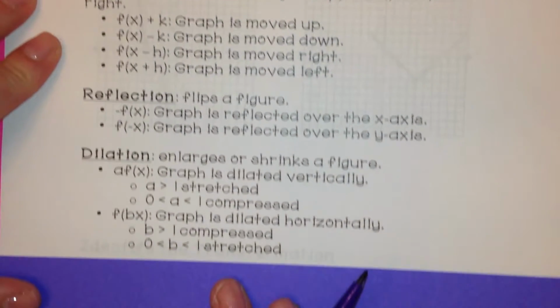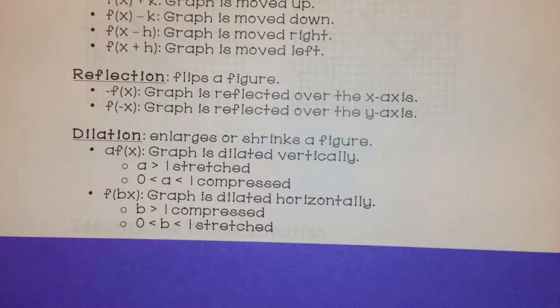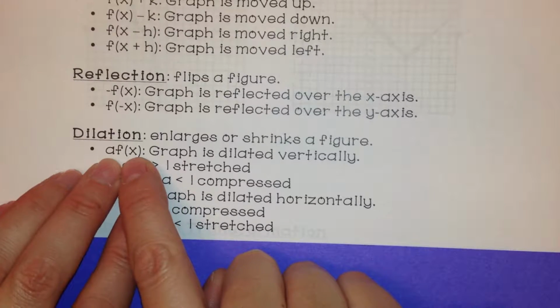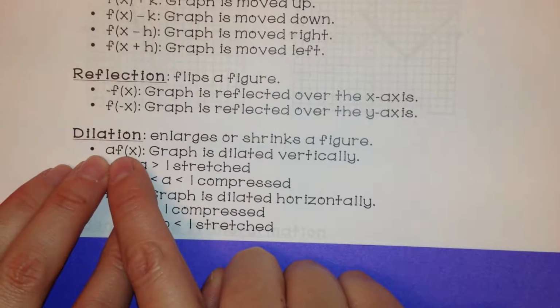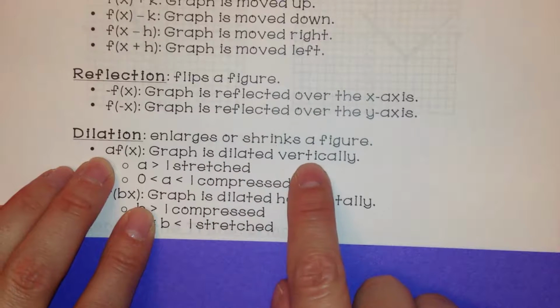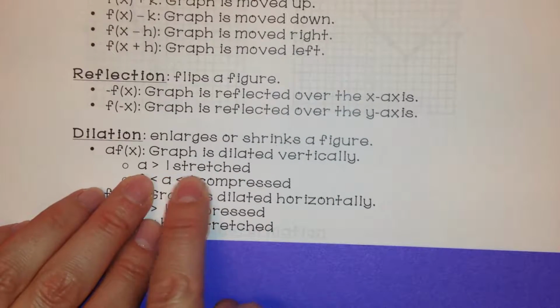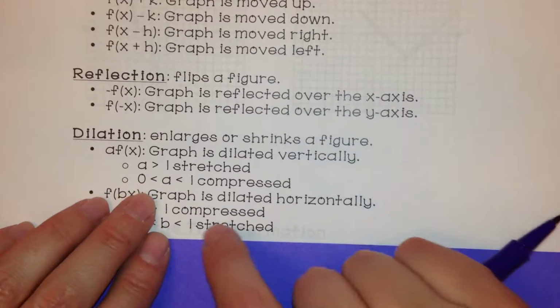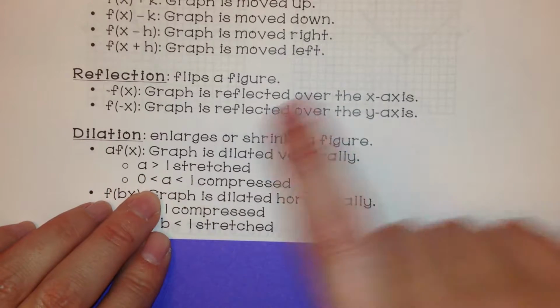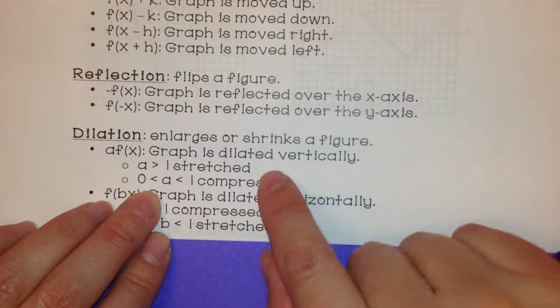Dilation. So a dilation, think of like getting your eyes dilated. They get larger. So a dilation of a graph enlarges or shrinks a figure. If you multiply your function by some number, the graph is dilated vertically. If that number is greater than 1, it'll stretch the graph. If it's less than 1 but greater than 0, it'll compress the graph, again vertically.